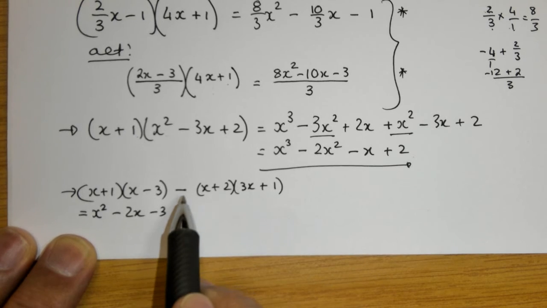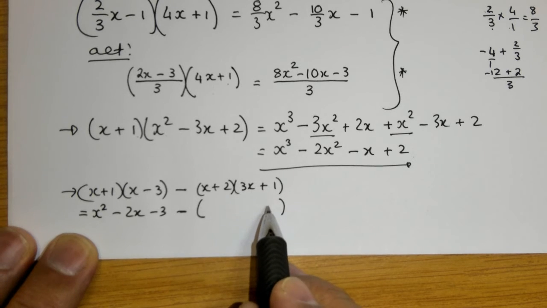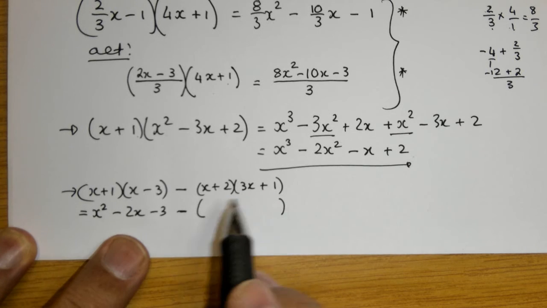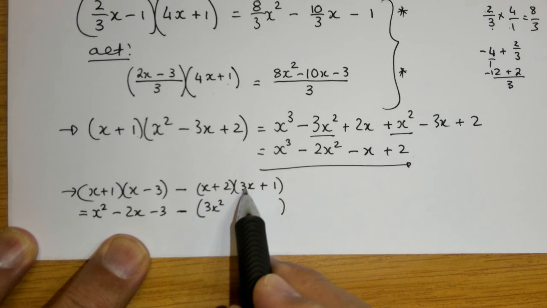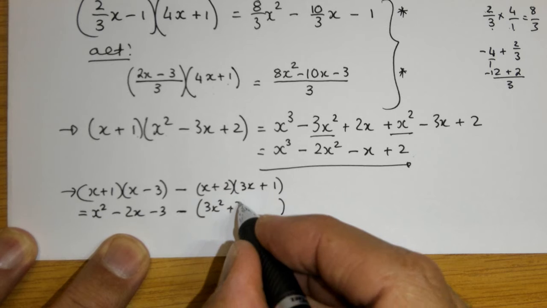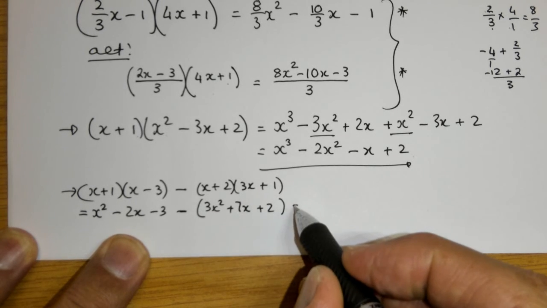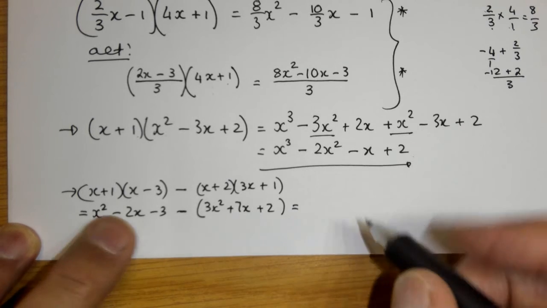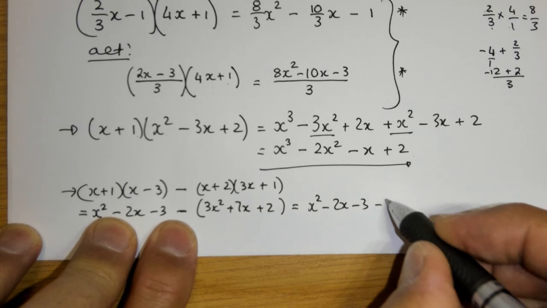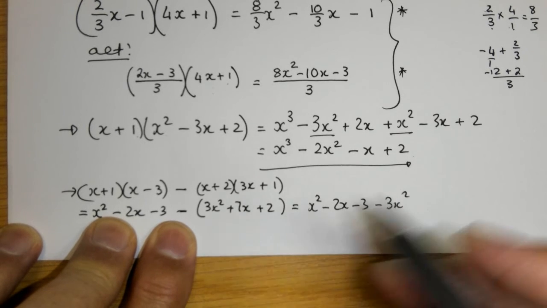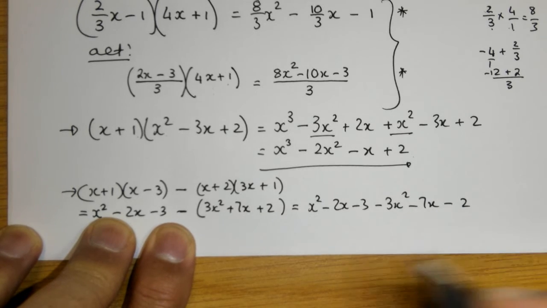Minus, now be careful of that negative. Distribute these, but leave it in a bracket so you can distribute the negative later. x times 3x is 3x squared. I get 2 times 3 is 6 plus 1 gives me 7x. 2 times 1 is 2. I'm going to carry on the side here. Okay, so I get x squared minus 2x minus 3. Move the negative in. Minus 3x squared minus 7x minus 2. Remember that negative changes every sign in the bracket.